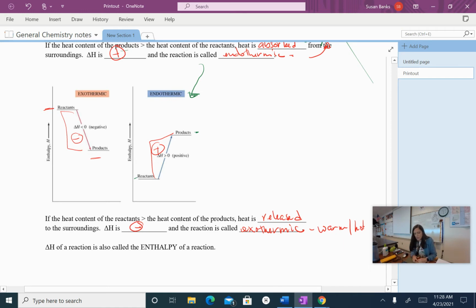Okay, so both of these are measures of delta H. Delta H of a reaction is called the enthalpy. It is the heat or the amount of heat energy in a reaction.